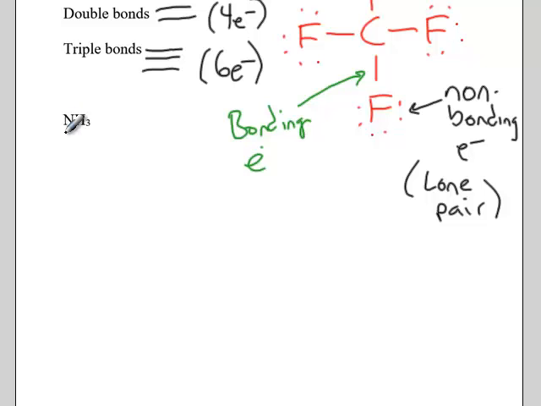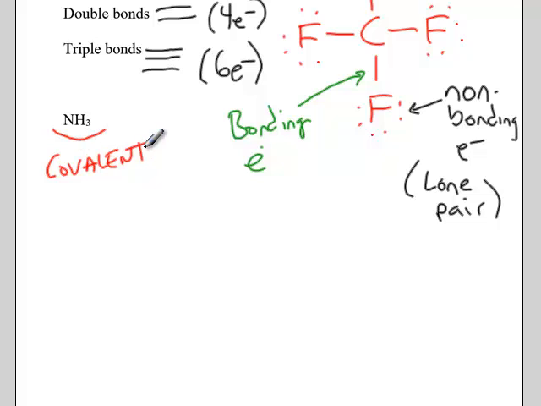Let's look at another molecule, ammonia, NH3. Now, nitrogen is a nonmetal. Hydrogen, remember, looks like it's on the metal side of the periodic table, but actually hydrogen is classified as a nonmetal. So this will also be two nonmetals. So we still have covalent bonding.